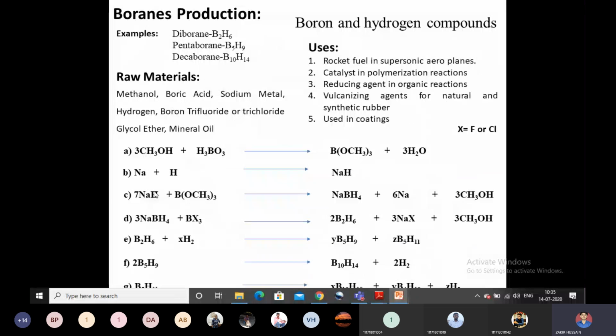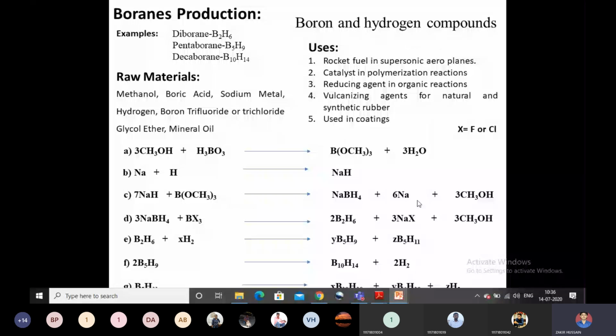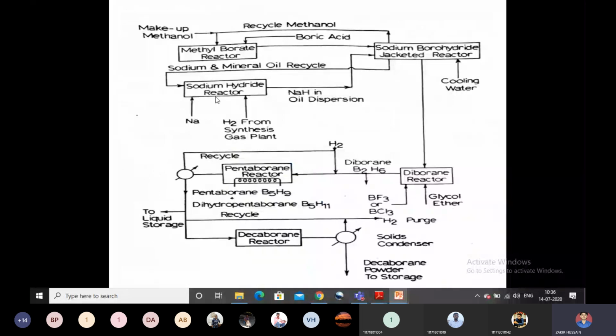Reaction C is seven molecules of sodium hydride formed in reaction B and one molecule of methyl borate formed in reaction A reacting to give sodium borohydride, NaBH4, with liberation of six sodium metals and three molecules of methanol. These two will be recycled back to their respective reactors. The methanol is recycled back to the methyl borate reactor, combining with makeup methanol. The six molecules of sodium metal, dispersed in mineral oil, are recycled back to the sodium hydride reactor.